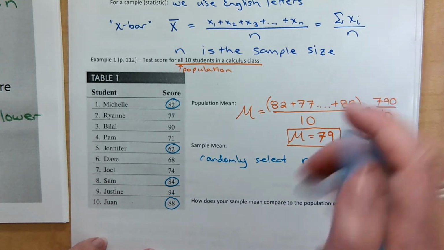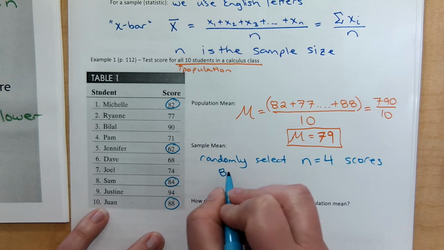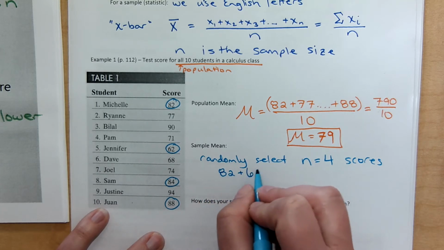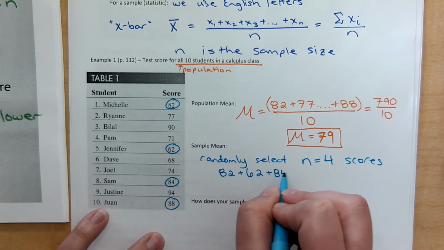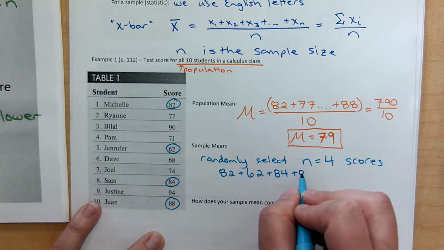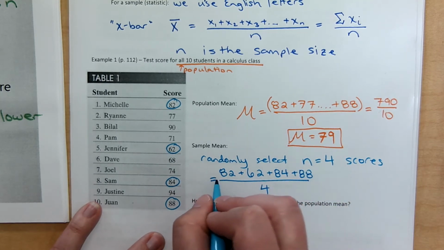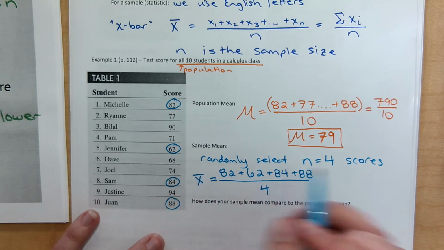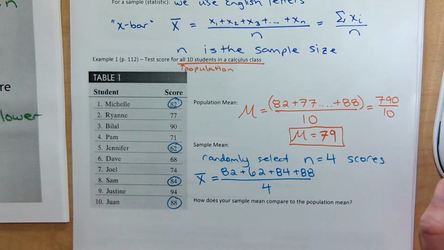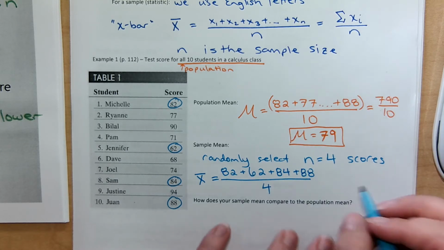Add those 4 up, the 4 you selected, and it truly doesn't matter. I just want you to pick 4. Add those 4 up and divide that total by 4. This is going to give you what we call a sample mean. So it's not the entire class, it was just 4 that you randomly chose. Add those up and divide by 4.